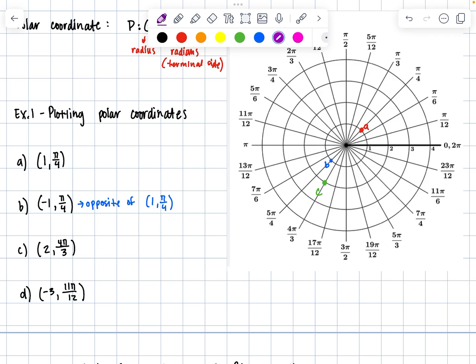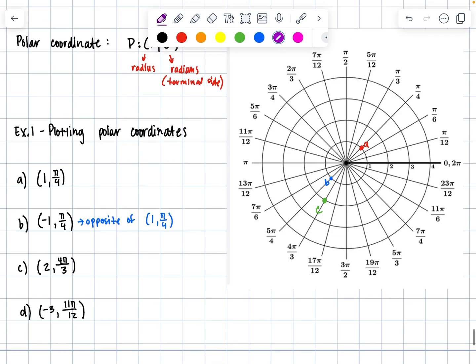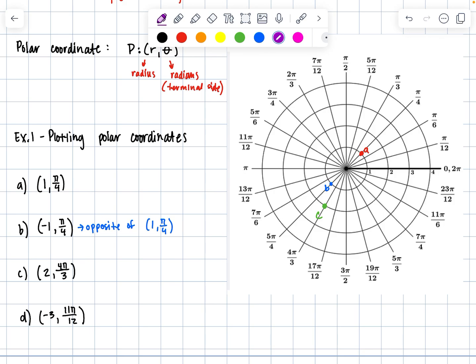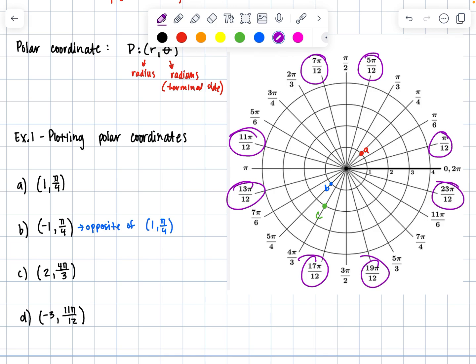And then D, (-3, 11 pi over 12). If you notice, in a unit circle, typically we only had denominators of 6, 4, 3, and 2, technically, and whole numbers. Now we're including an extra radian or angle measure, if you will. These denominators of 12 are pretty much your measures of 15 degrees.